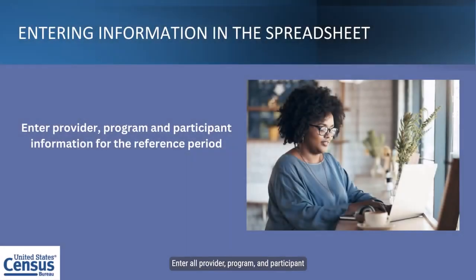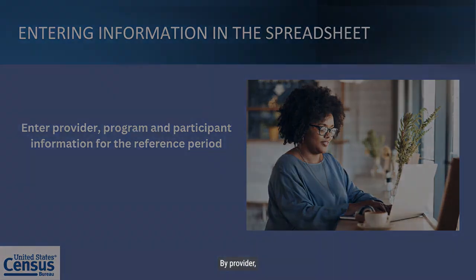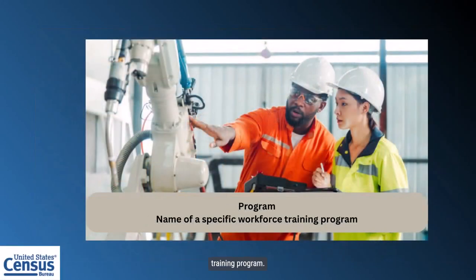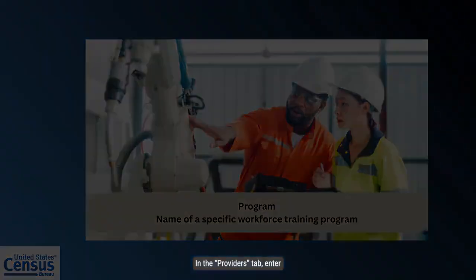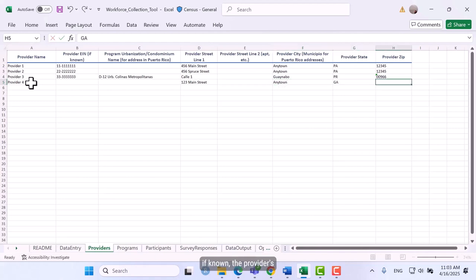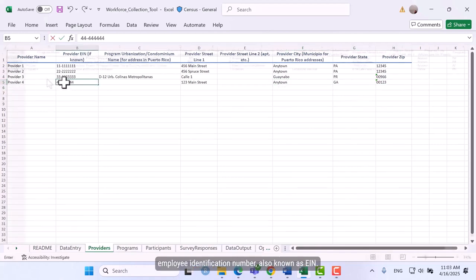Enter all provider, program, and participant information for the reference period. By provider, we mean the training partner offering the workforce training program. By program, we mean the name of a specific workforce training program. In the Providers tab, enter each of your workforce training provider's name, full physical address, and if known, the provider's employee identification number, also known as EIN.